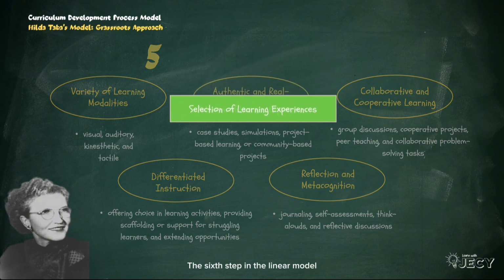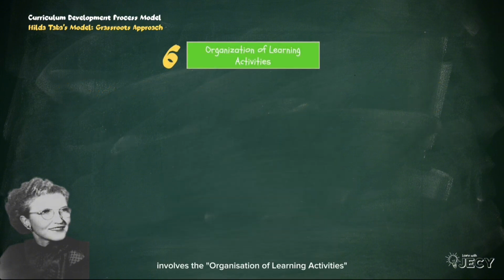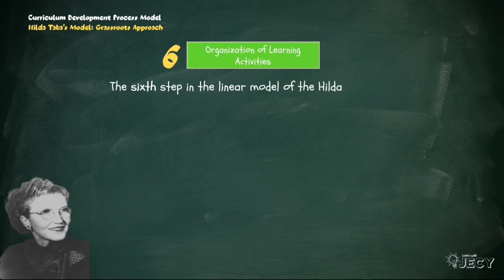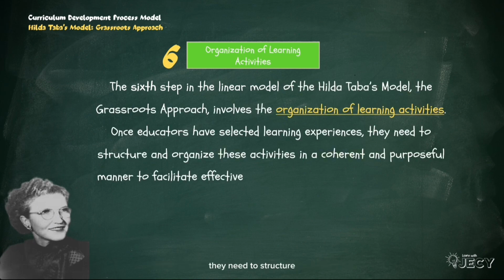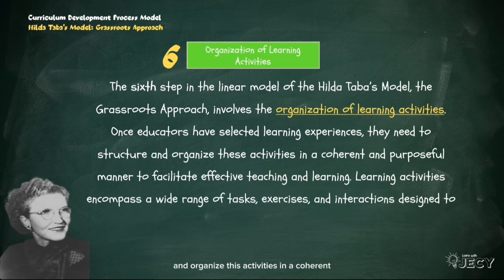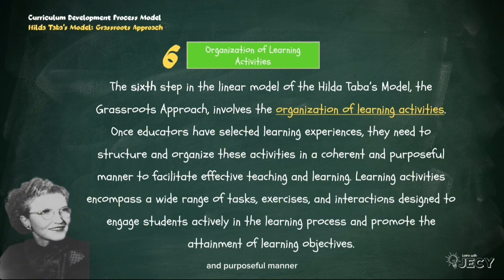The sixth step in the linear model involves the organization of learning activities. Once educators have selected learning experiences, they need to structure and organize these activities in a coherent and purposeful manner to facilitate effective teaching and learning. Learning activities encompass a wide range of tasks, exercises, and interactions designed to engage students actively in the learning process and promote the attainment of learning objectives.